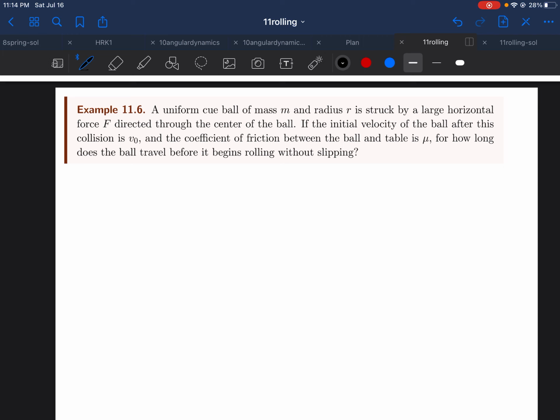Hopefully you already read this problem; just pause it and read it if you haven't. The first thing you have to notice is rolling without slipping, and that means the condition v equals r omega. This is pretty much all you need in every rolling without slipping problem. Another thing you have to notice is that you have to parameterize these variables in terms of time, somehow get everything in terms of time. So let's get started.